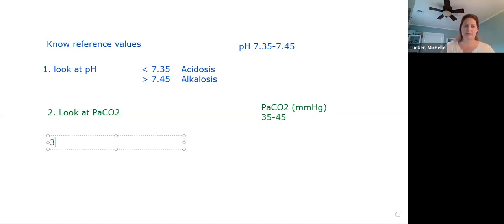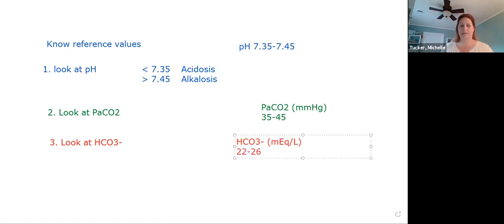And then the third thing to do is look at bicarbonate levels. Bicarbonate levels are measured in milliequivalents per liter, and it's 22 to 26. Depending on textbooks, that could vary slightly. I've seen textbooks also record 21 to 27. Your textbook uses 22 to 26, so that's what we are sticking with.